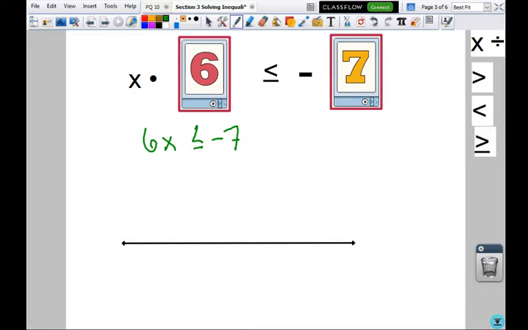I'm going to solve for x. What am I going to do? Divide it by 6. Yep. We're going to divide by 6 on both sides, and I'm going to get x over here.